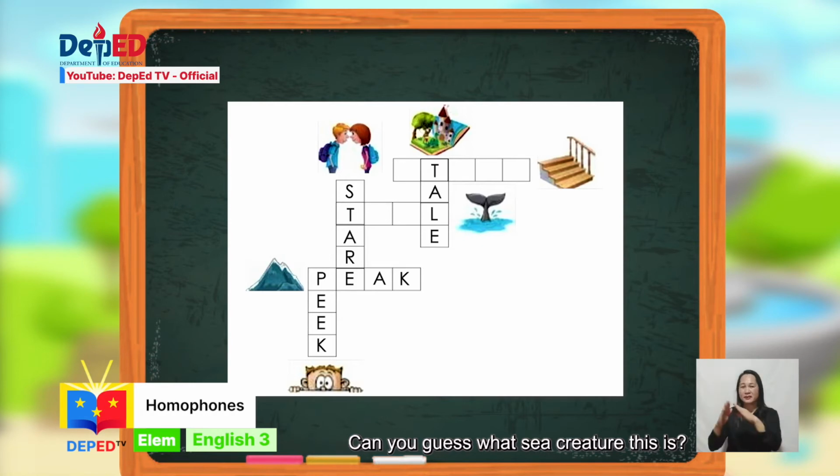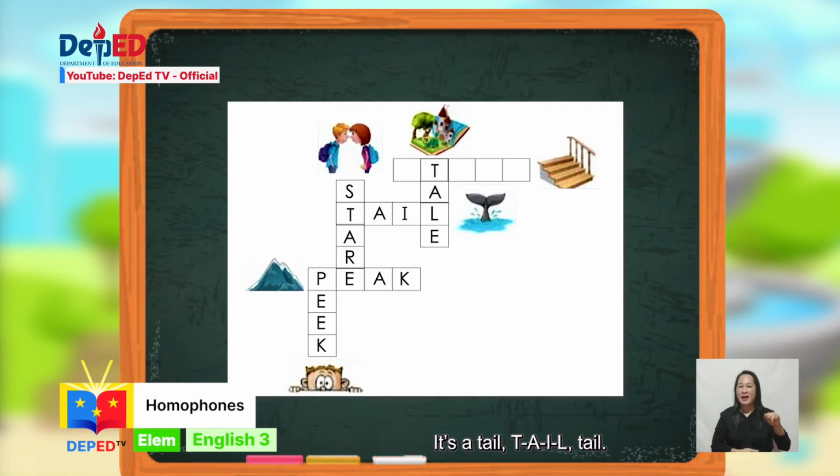Can you guess what sea creature this is? It's a whale. What part of the whale's body is that? Oh yes, it's a tail. T-A-I-L. Tail.